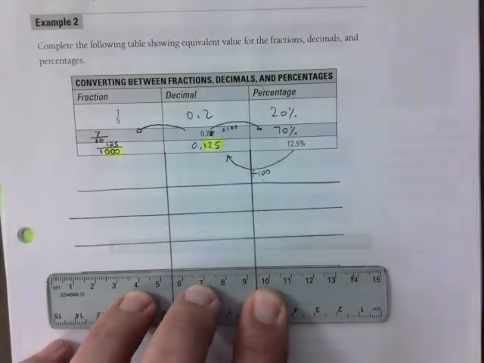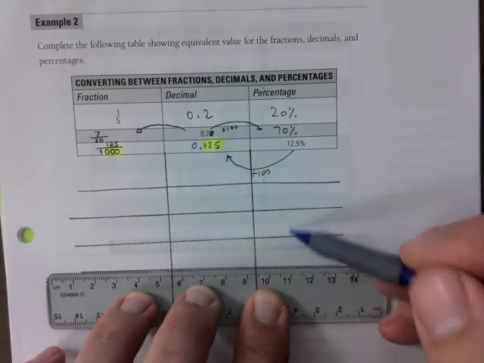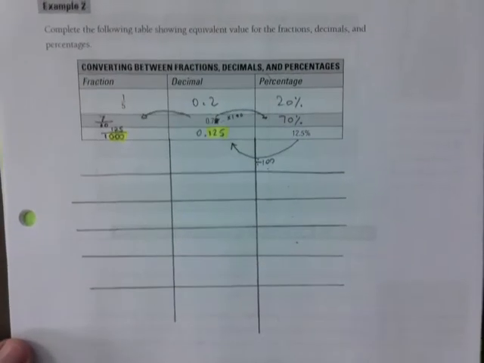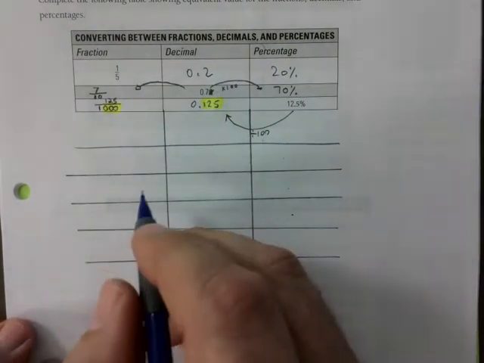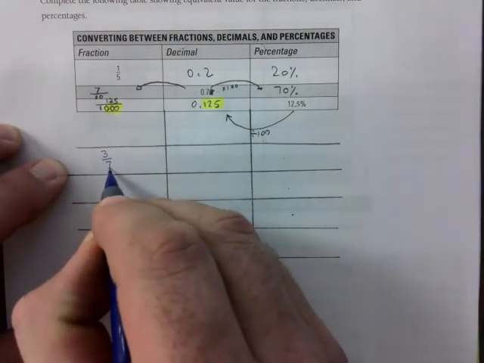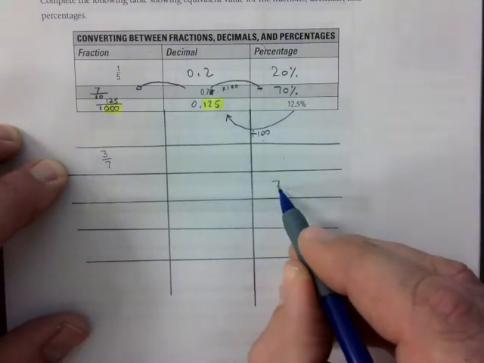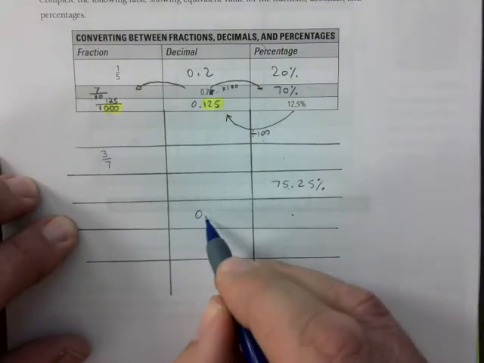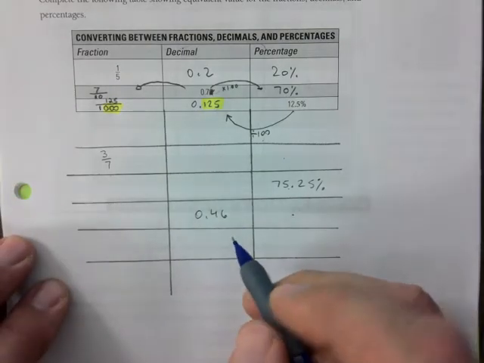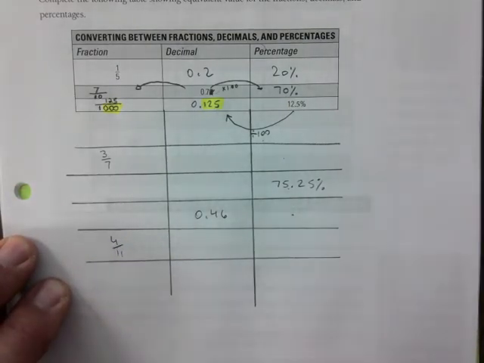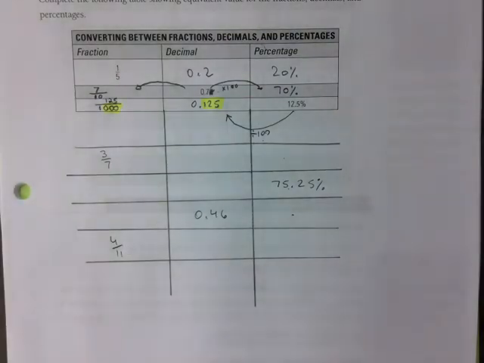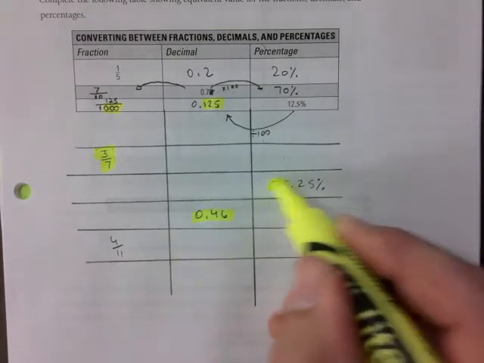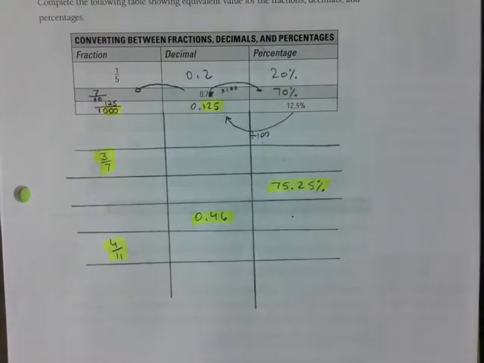How many rows? Let me see here. 1, 2, 3, 4. We're going to add 4 rows to this, and I'm going to fill in various ones. 3 over 7. I'm going to give you 75.25%. I'm going to give you 0.46. I'm going to give you 4 over 11. And I'm going to highlight the ones that are given. That way, if you fill this in, you know where we started. Okay.